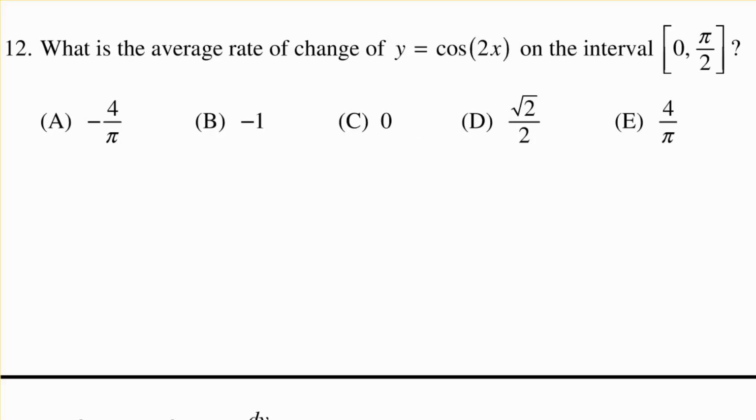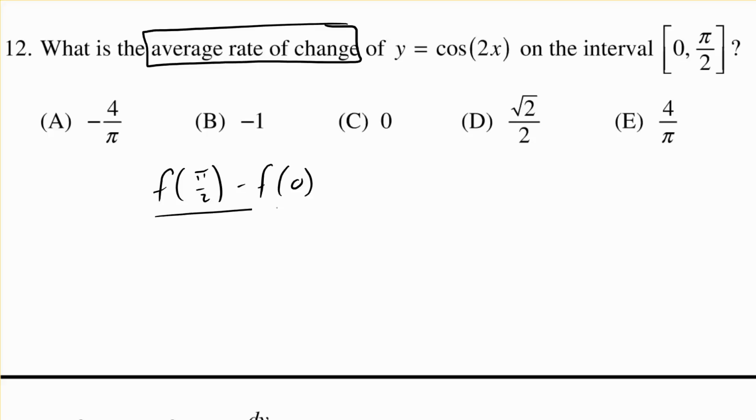All right, we've got our average rate of change. Another pre-calculus problem: y equals cosine 2x on the interval 0 to 2 pi. So it's just f of pi over 2 minus f of 0, over pi over 2 minus 0. There's our average rate of change from pre-calc.